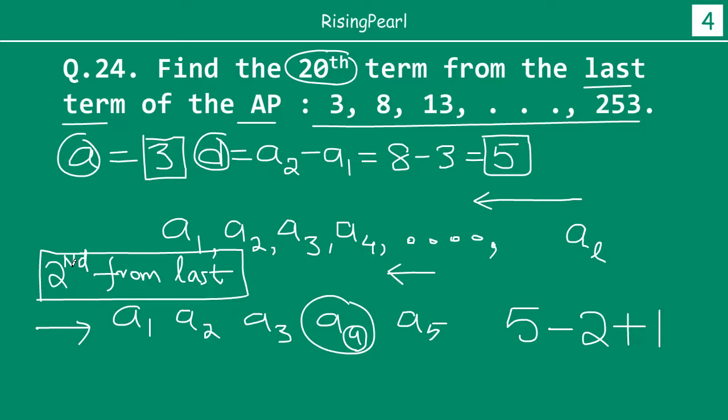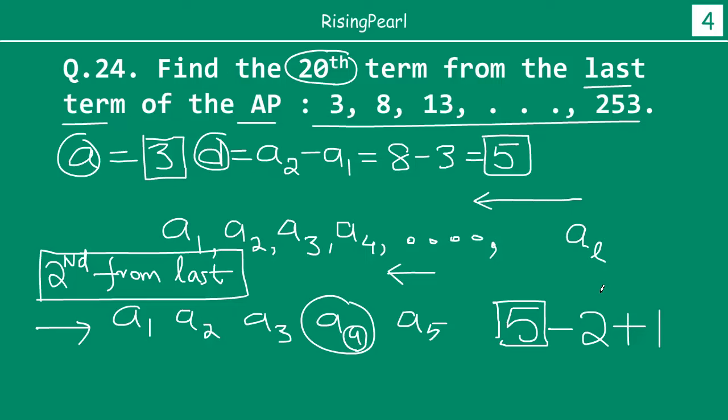We want to find the second term from last. We have a total of 5 terms. So this is the last, A5, and this is second from the last, A4. How do I know if it is the 4th term or the 3rd term? To find 4, we take the last term, which is 5, and subtract 2, which is second from last. But if we do just 5 minus 2, we get the 3rd term. In reality, it's the 4th term, so we have to add plus 1 to it.